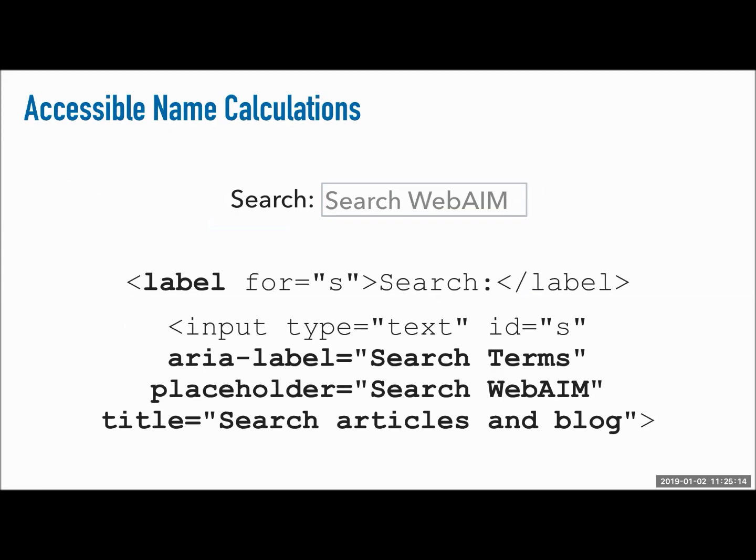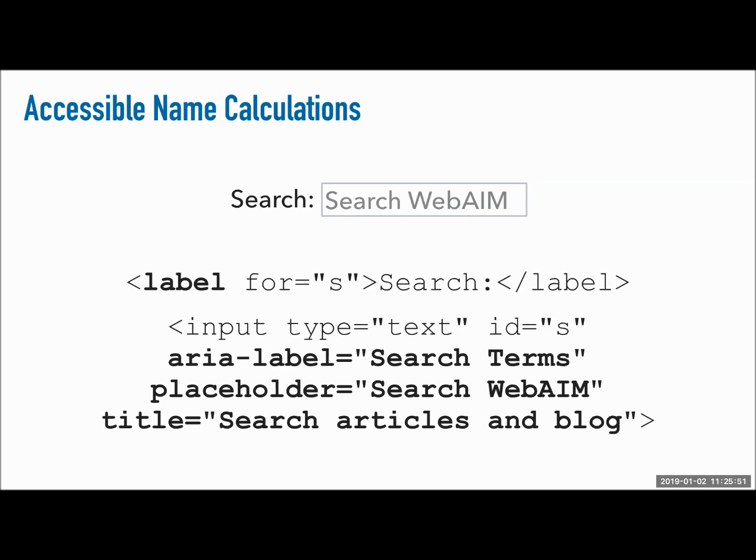So there are ways in which browsers should determine how to name particular elements. So consider this markup here. Here we have this search text box. Adjacent to it, we have a visible text of search. That text of search has been associated to the text box with the label element. Our input also has an ARIA label of search terms, placeholder text of search WebAIM, and a title attribute value of search, articles, and blog.